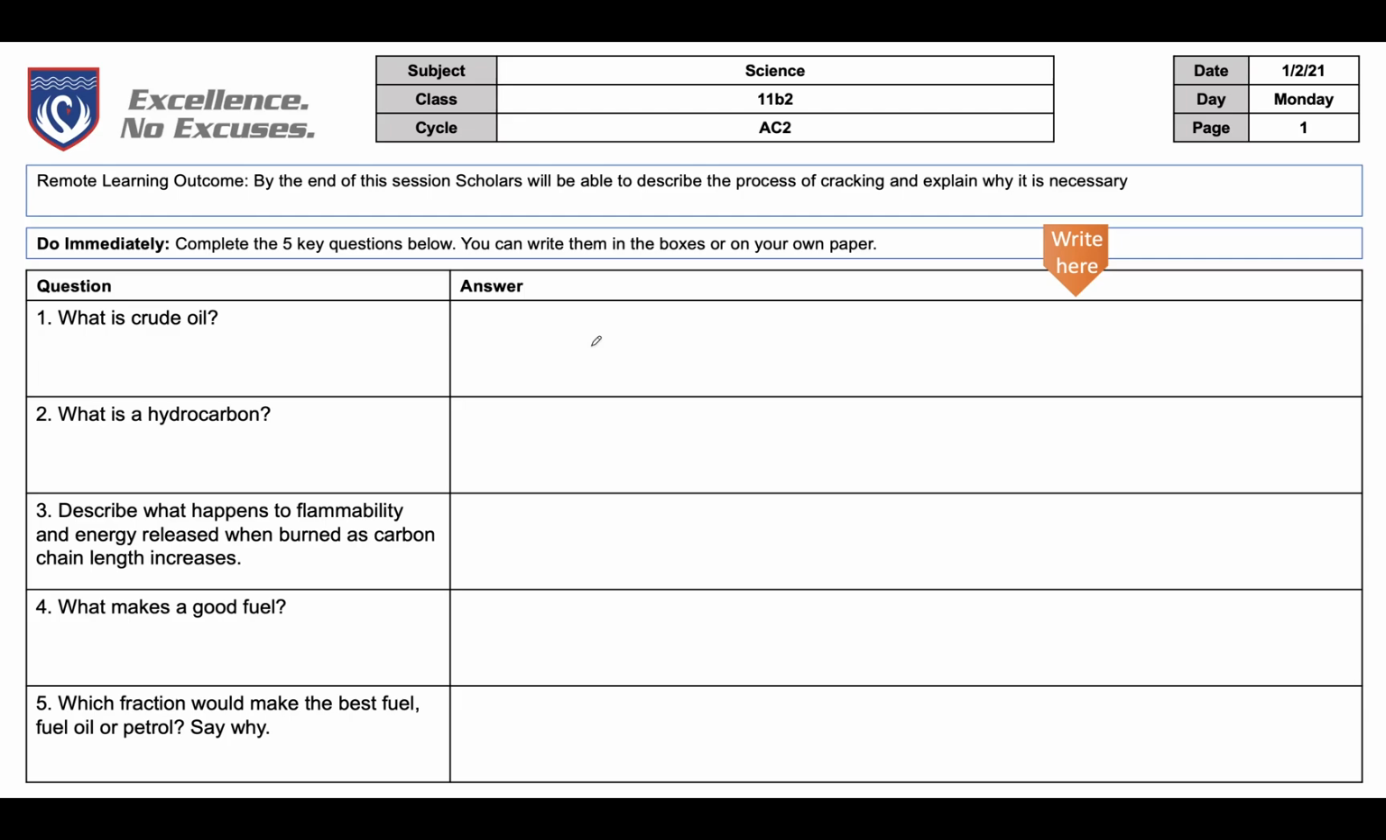Question 4 asks what makes a good fuel, and it makes a good fuel if a lot of energy is released when it's burned and it is easy to set on fire, so its ignition is high.